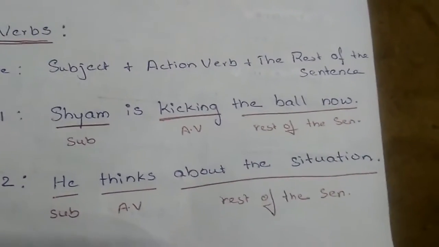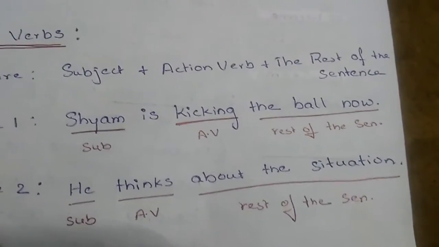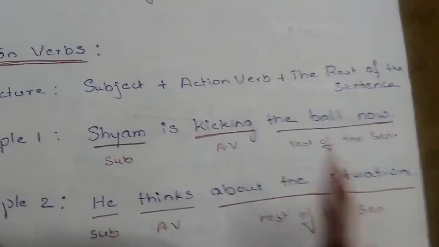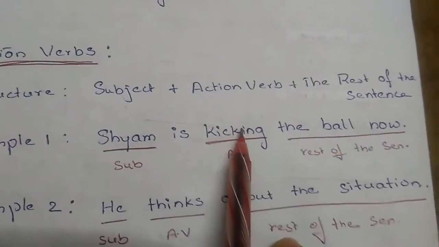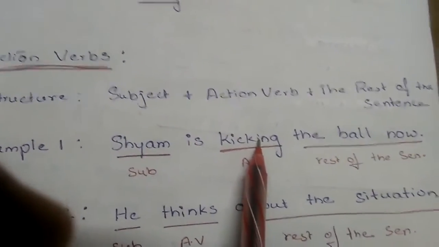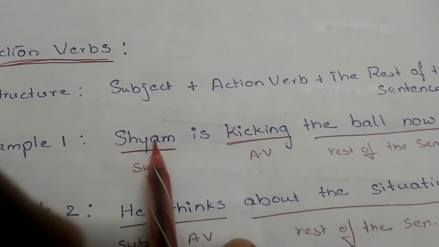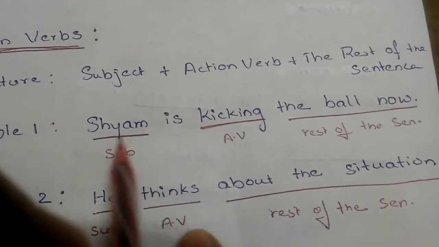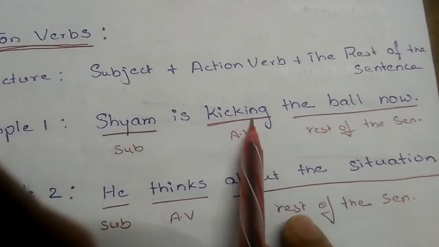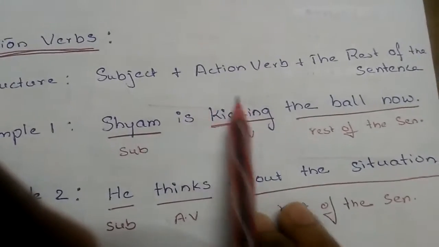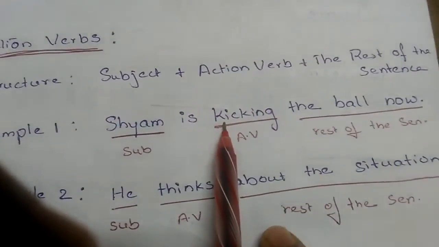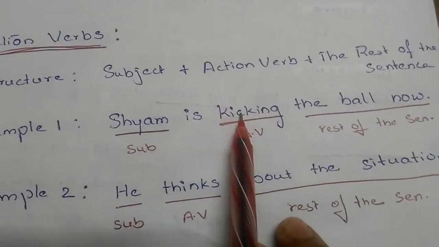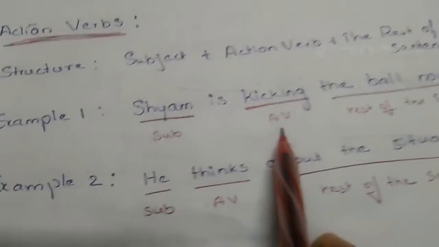Here, kicking is the physical action being done by the subject Sham. That means he is doing some action. And what is that action? Kicking. And this word kicking is referring to some physical action, and so it is an action verb.